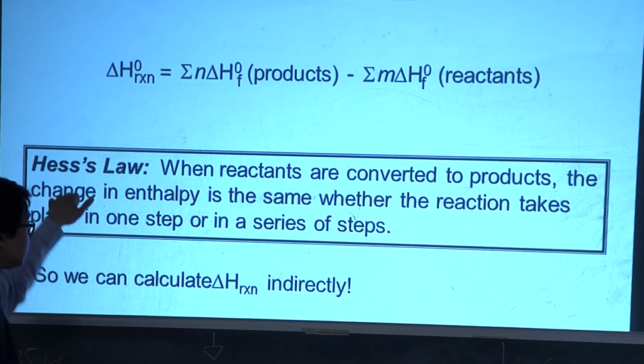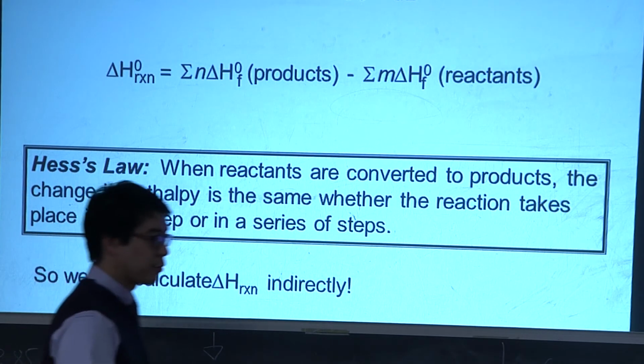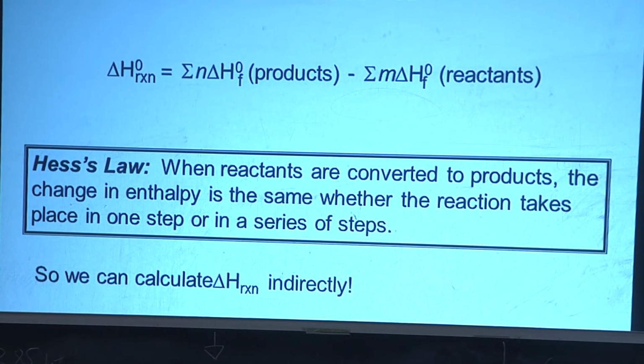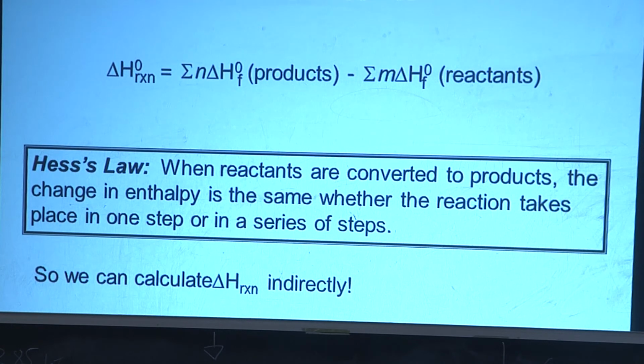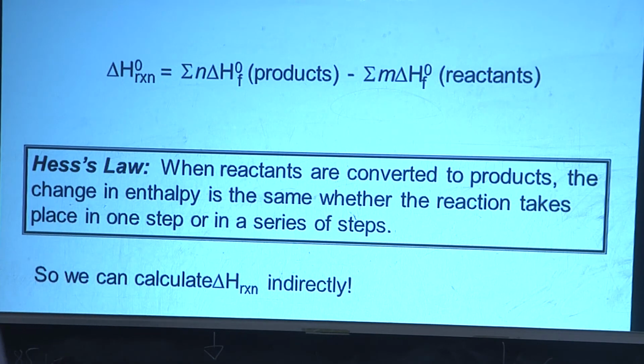So that's an example of Hess's law. Hess's law says when reactants are converted to products, the change in enthalpy is the same whether the reaction takes place in one step or a series of steps, right? And why is that? That's because enthalpy is a state function. So that means it doesn't matter how you got from here to there.